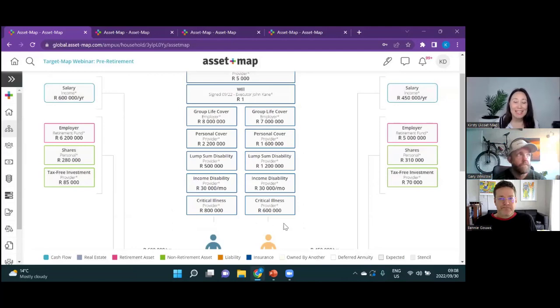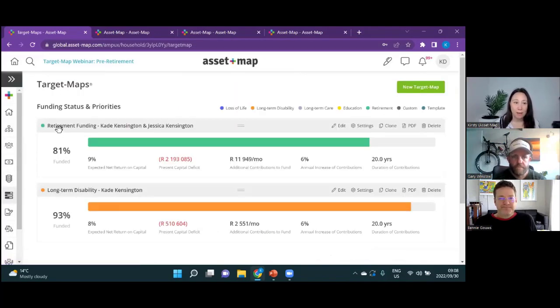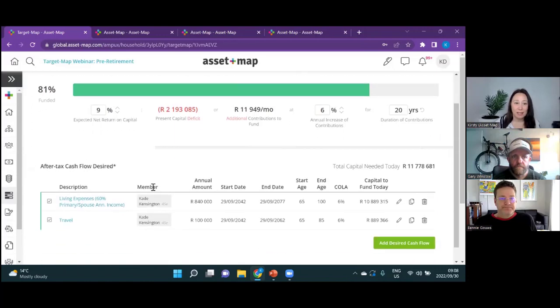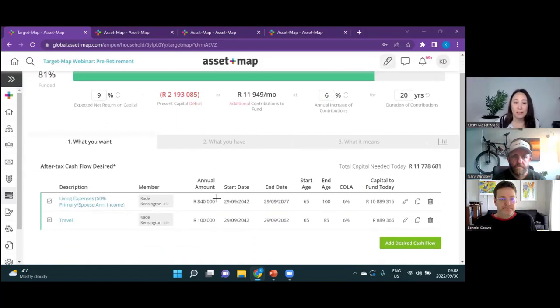Okay, so that's some of the key things I want to point out in capturing, but let's jump across to target maps. I want to point out a couple of things here as well. So here we're looking at retirement for Kate and Jessica, and you'll see under what you want, I've put in that this client wants 840,000 Rand a year for both of them, from 65 to 100, increasing by inflation. I've also added in an annual amount for travel for a different time period.